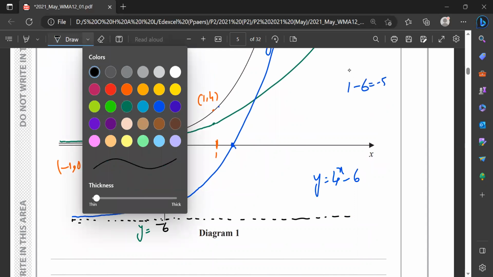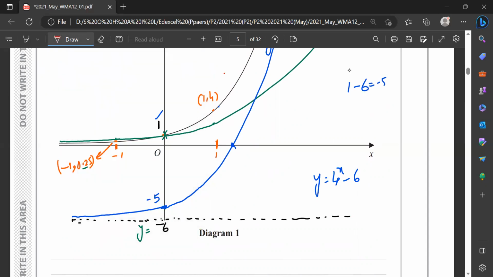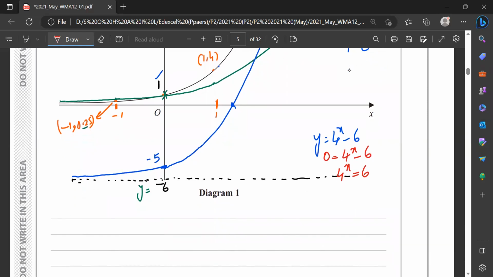for the x-intercept, you put y equals 0. If y is equal to 0, it is 4 power x minus 6, so 4 power x is equal to 6. By taking log on both sides or by using the definition of log, x is equal to log of 6 to the base 4, by using the basic definition of the log.